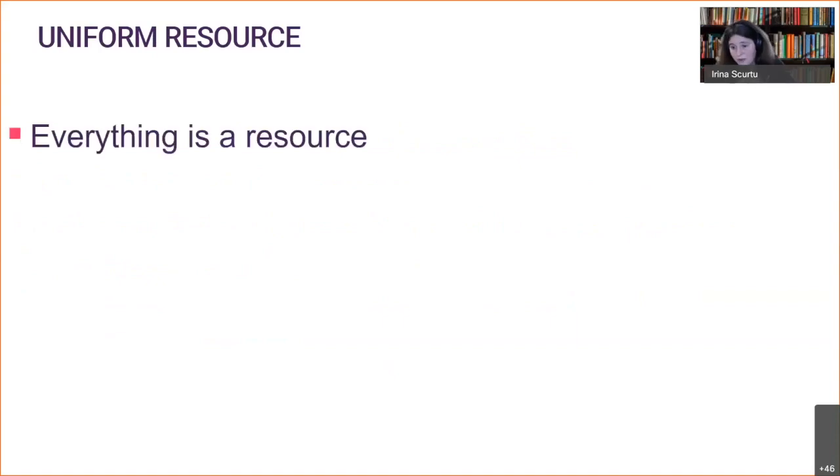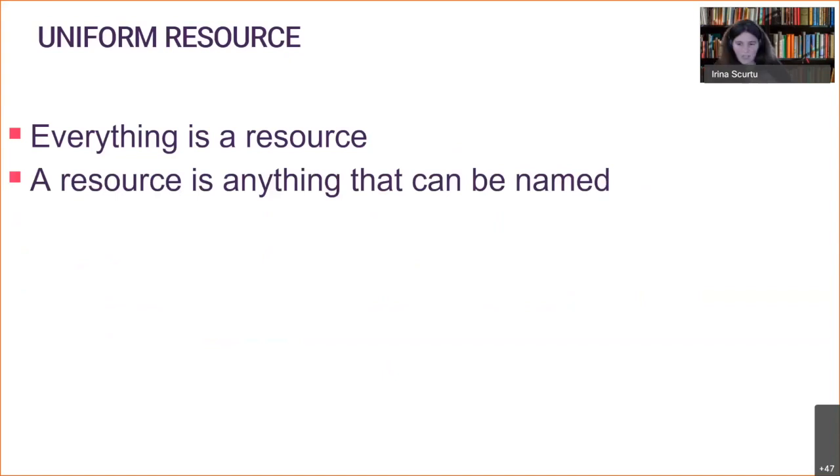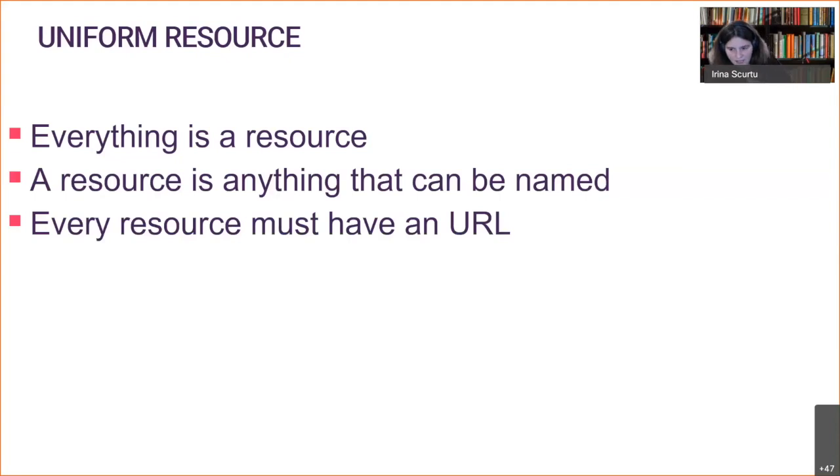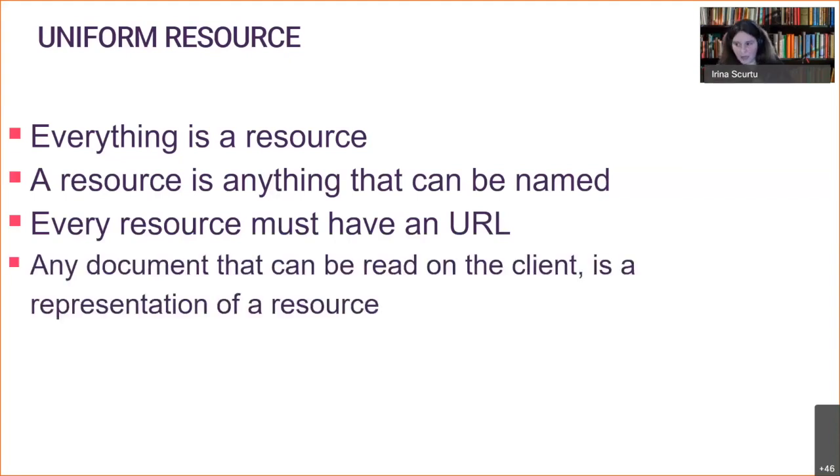Okay. The fourth and the most important constraint is that having a uniform interface means that you treat everything like a resource. No matter what the business domain is, it becomes resources. You work with resources. You're not working with method calls or anything else, just resources. Everything is resource-based. What is a resource? Anything that can have a name. More than that, everything that can have a name should also have a URL, should also be addressable.